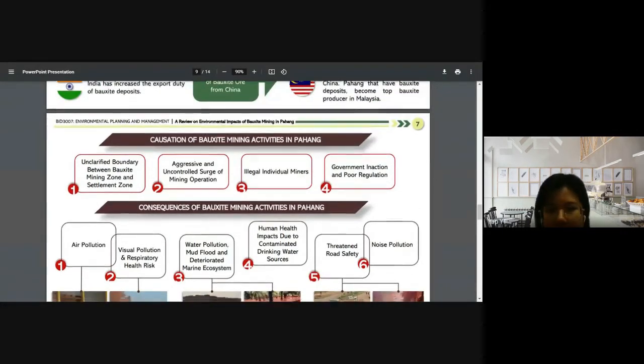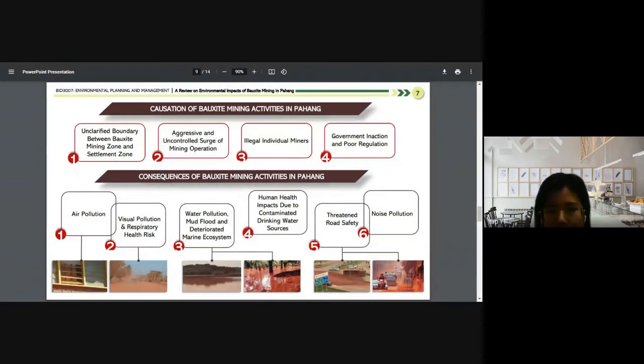The second is aggressive and uncontrolled mining operation. In order to earn more profit, several unregulated activities like forest razing, earth digging and open pipe mining have been conducted to extract and export the bauxite. And third is illegal individual miners. Officers have been arrested because they were selling their documents to illegal bauxite mining operators.